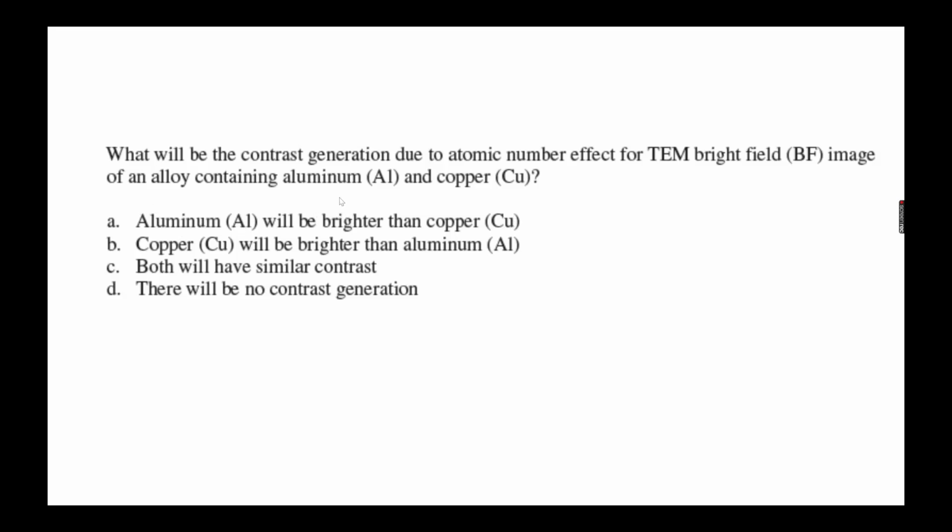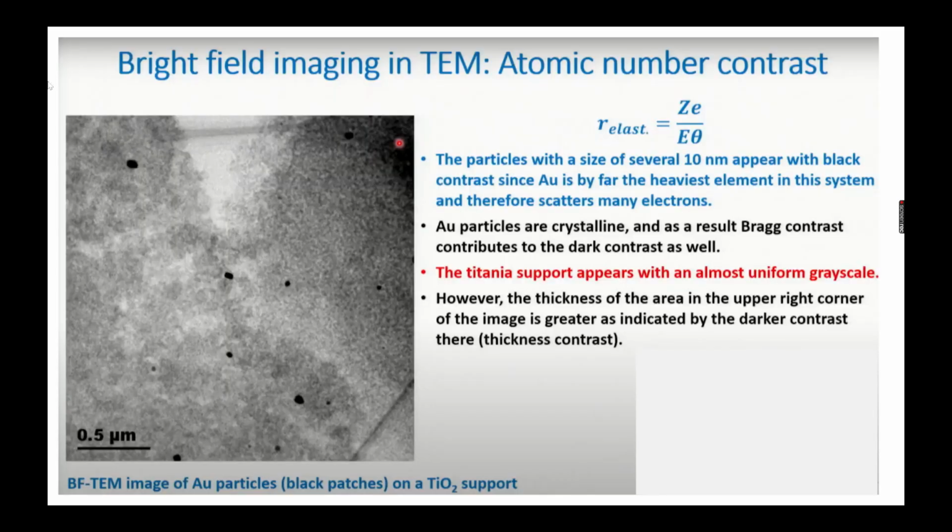So the answer, which you have to understand by this example: since aluminum is the lighter element as compared to copper, the copper will appear darker when the contrast is generated, because it has a high atomic number. Due to the lower atomic number of aluminum, it will appear brighter as compared to copper. So the answer is that aluminum will appear brighter as compared to copper.